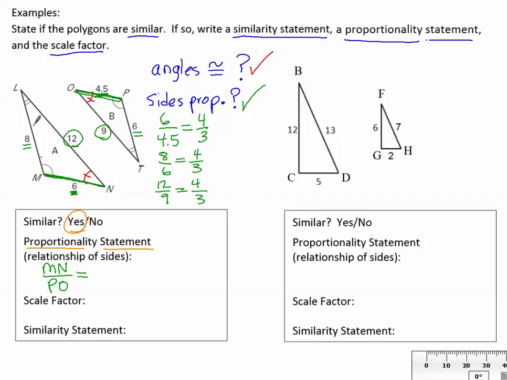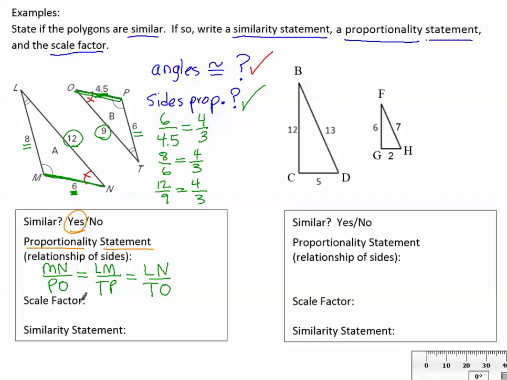The 8 came from the LM side, and the 6 came from the TP side. Last ratio, the 12 came from the LN side, and the 9 came from the TO side. Notice that when I do it, I try to make sure the angles match up too. So the L and the T are both marked the same way.